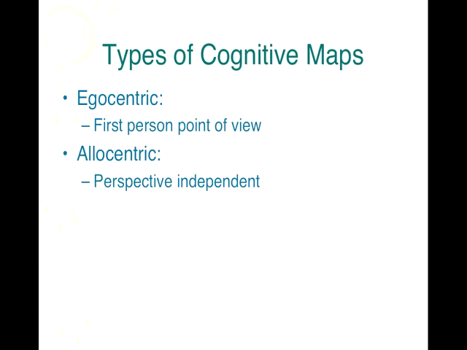I don't have to imagine me getting in my car and driving to school. I can imagine the map from above on how to get to school. So one of the easy ways to think about this, if you play video games, it's first person games versus third person games, or just the idea of I have to think about me walking versus I can imagine others doing it is more allocentric.